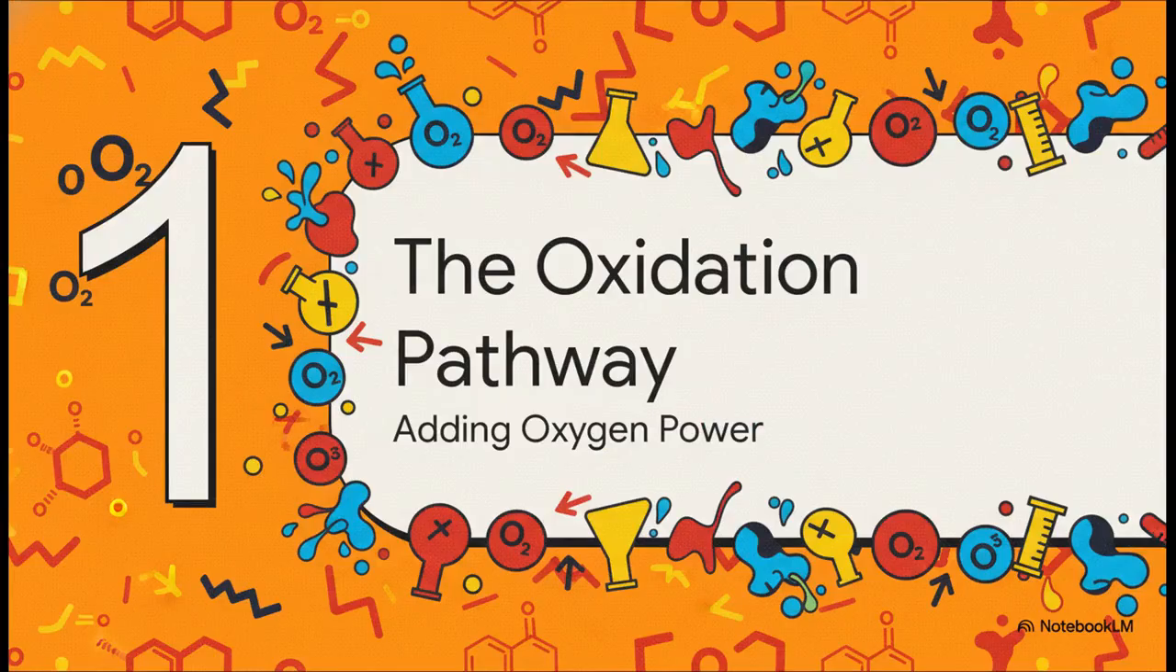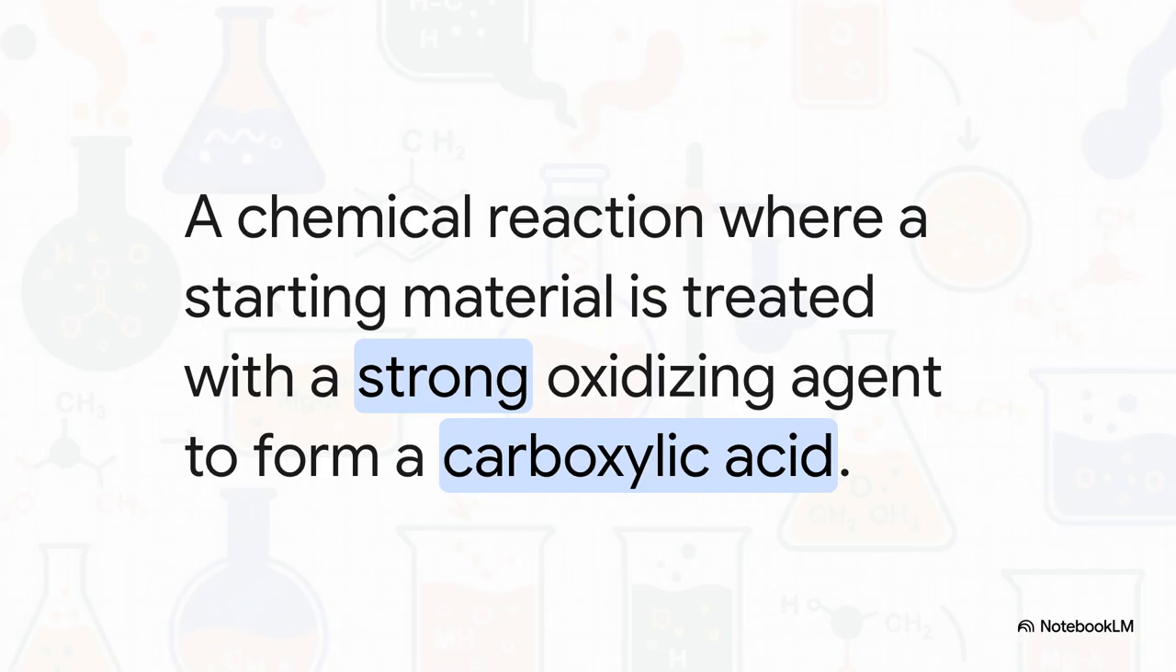Okay, let's grab our first tool from the kit. And this one's the sledgehammer, the oxidation pathway. This is what you pull out when you need some serious chemical muscle to get the job done. The whole idea here is pretty straightforward. You're going to overpower a molecule. You take your starting material, hit it with a really strong oxidizing agent, and that agent literally forces the molecule to become a carboxylic acid. It's super direct and super powerful.